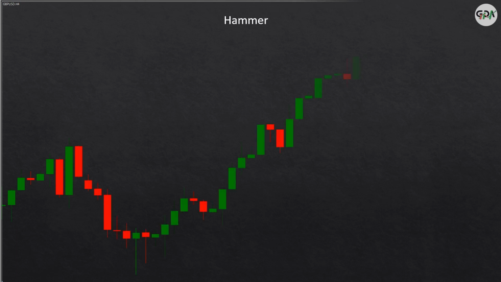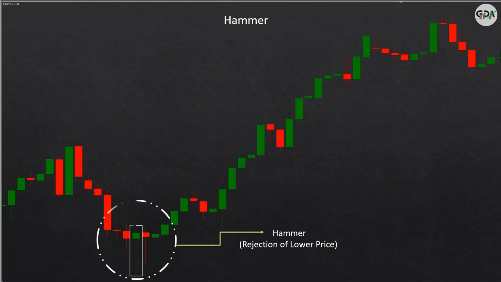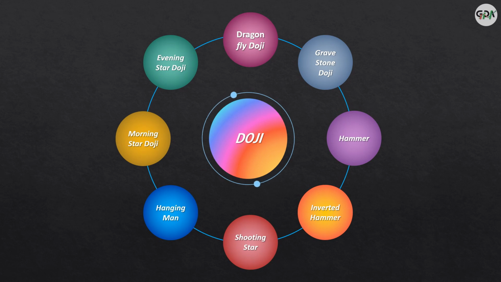This is another example of hammer formation. Hammer is formed at the bottom of the chart by rejection of lower price and took the upside direction. We are discussing different types of doji formations. Let us understand another type of doji, the inverted hammer.